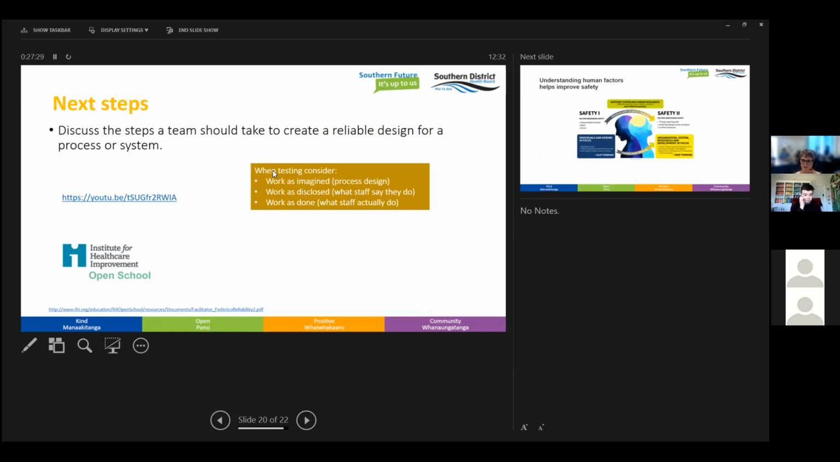So that's your process design, how you think it might work. Looking at work as disclosed, and this is something that we quite often miss. So this is what staff say they do, and then work as done, what they actually do. So I think it's really important to look at those 3 steps, because quite often what people say they do and then you observe them is not what they actually do.